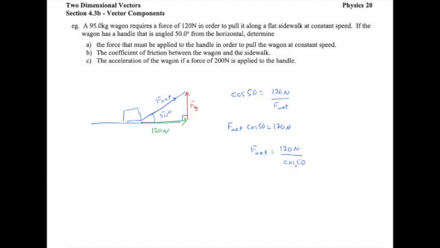Now, because cosine of 50 will always be less than 1, dividing by it I'm going to get a larger number, which is what I'm expecting, because I should always get a larger number for the force along the handle than the force along just one of the components. So if I divide those two out, I'll get 187 newtons. And that will be for A, the force that must be applied to the handle in order to pull the wagon at a constant speed.